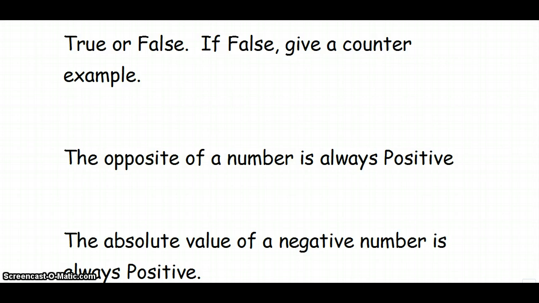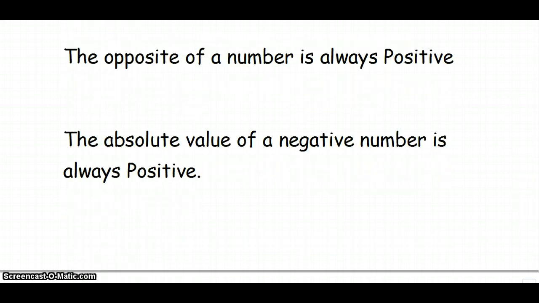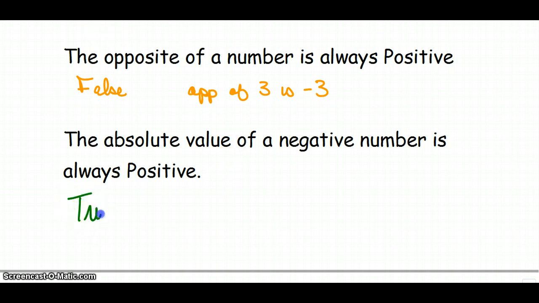True or false? If false, give a counterexample. Okay, the opposite of a number is always positive. Well, that's going to be false, because the opposite of 3 is negative 3. Okay, the absolute value of a negative number is always positive. This is going to be true, because when I take the absolute value of any negative number, my output is positive.